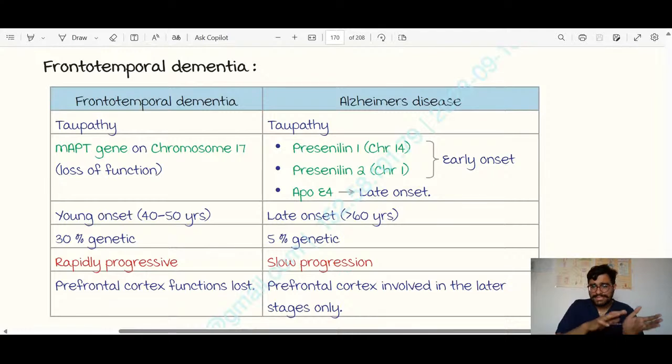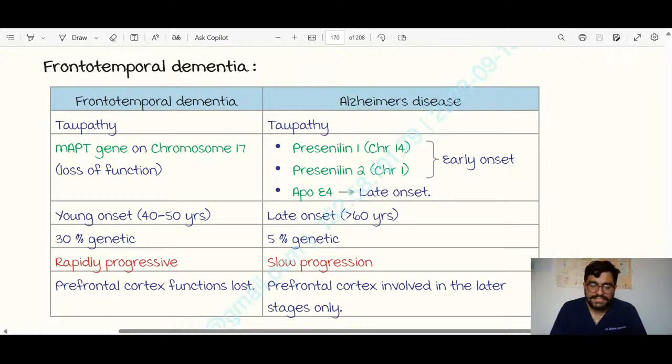So what about Alzheimer's disease? Presenilin 1 is present on chromosome 14, presenilin 2 is present on chromosome 1, and ApoE4 is late onset. The ApoE2 is early onset, the lower one is late onset. Late onset means what age? More than 60 years, 5% genetic, slow progression, and prefrontal cortex involved in the later stage only.